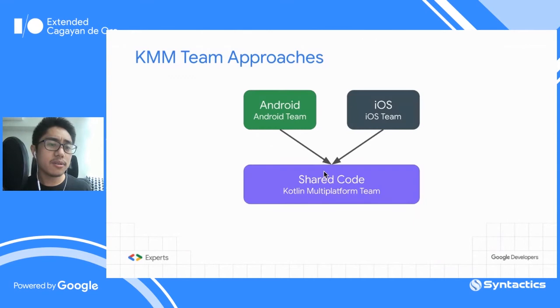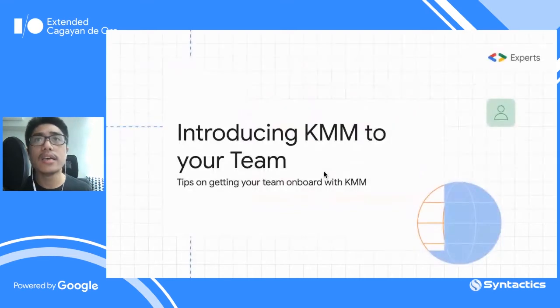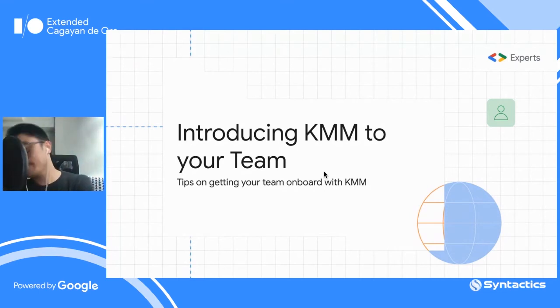So yeah, okay, this is Kotlin multi-platform. You decided on it. This is what's going to happen. This is how we're going to do this. So how do I introduce this to my team? So I want KMM, I want to push KMM, but how do I get everyone on board?